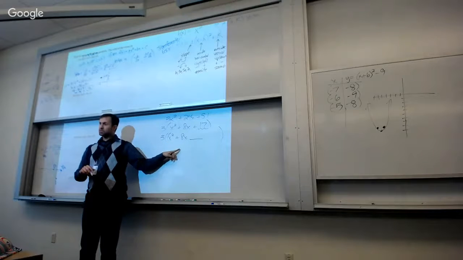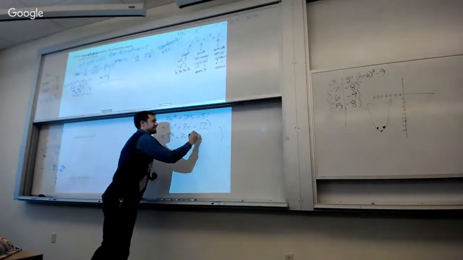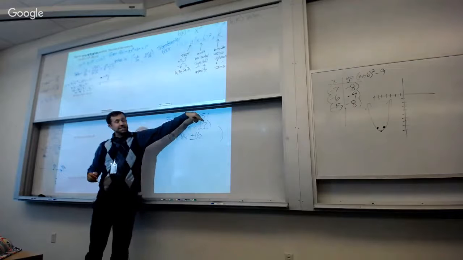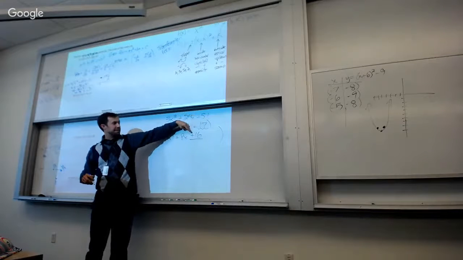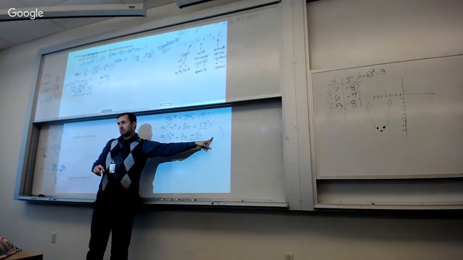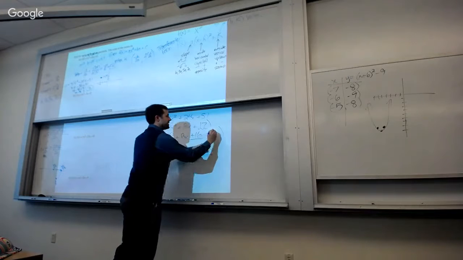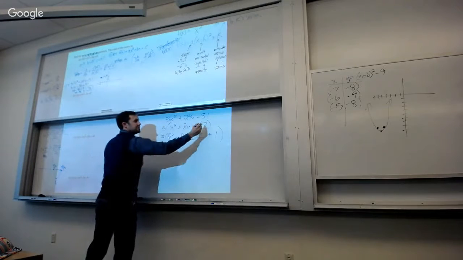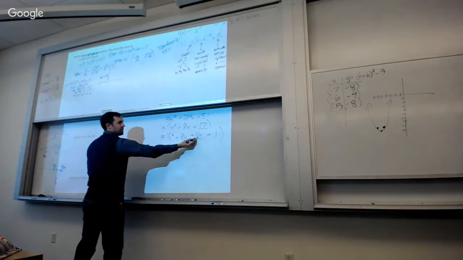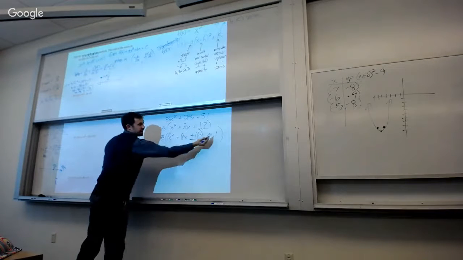Half of 8 is 4. 4 squared is 16. I'd want to add 16. Well, I had 17 available. So if I just put a 16 here, what other number would I have to put there? Plus 1. So that's another way I could have done it. I could have taken the 17 and just apportioned it into the part that I want for completing the square.